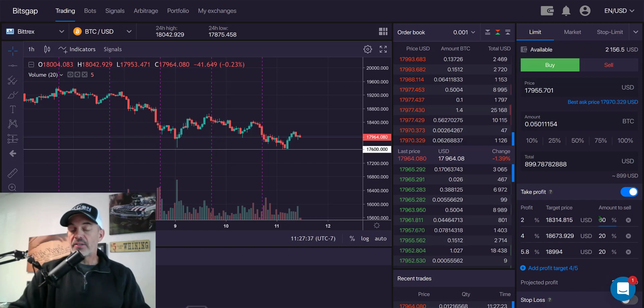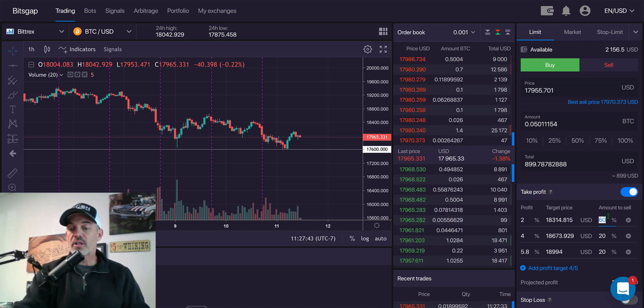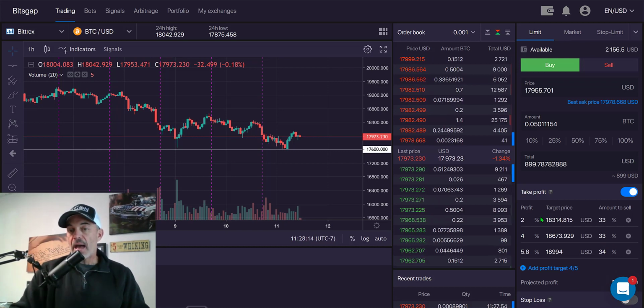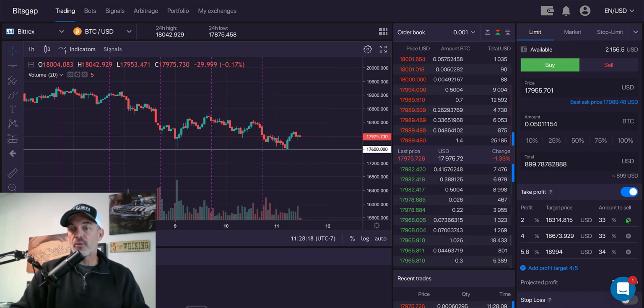And the next area I need to adjust is how much I want to actually sell on each of these targets. And I'm actually going to do 33%, 33%, and 34% for my final target. And that basically wraps up my take profit side of this smart order.